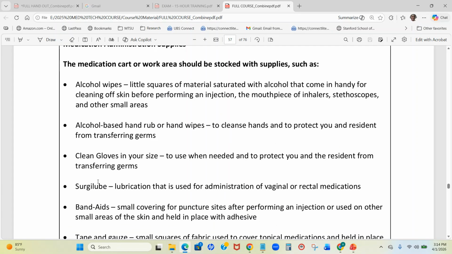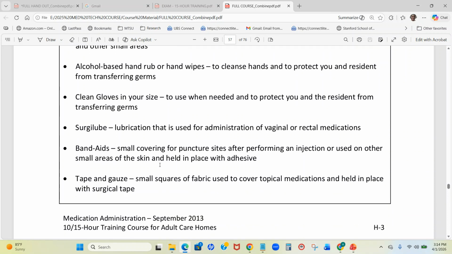The medication cart or your work area should be stocked with supplies such as alcohol wipes, those little square materials saturated with alcohol. They come in handy when you have to clean the skin before giving an injection. You can use them to clean your stethoscope before you check the heart rate and the blood pressure. With the inhalers, sometimes you have to clean around them a little bit. So these are all things that you need to make sure are inside the med cart before you start passing your medication.